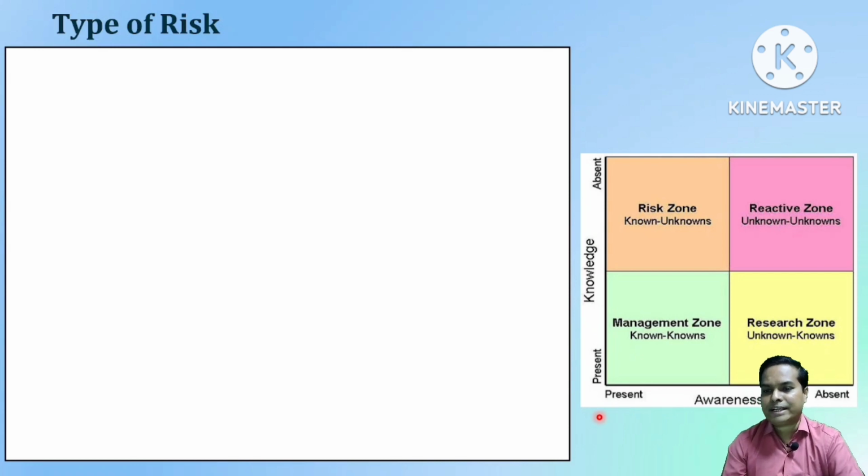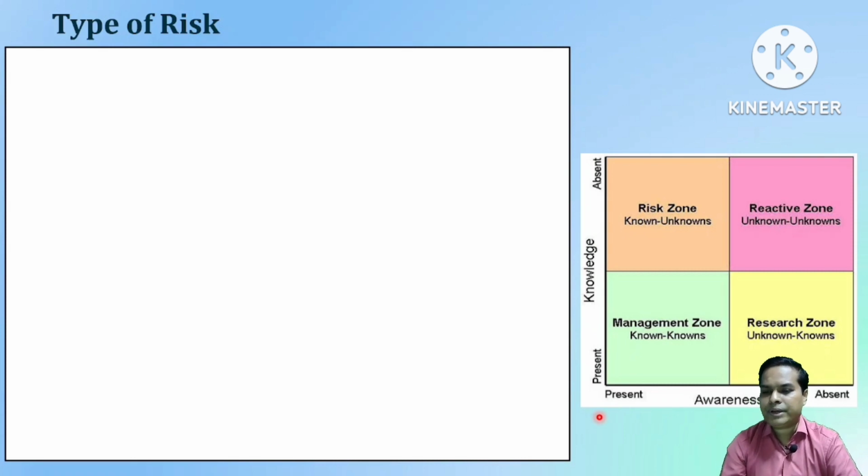In that case, what do we need to do? We have no option other than the reactive zone. Another one is called unknown known. Unknown known means I know the risk, but I don't know when that risk will occur.